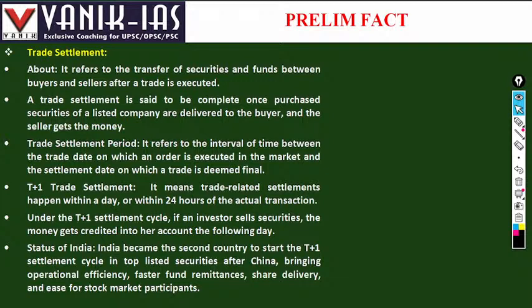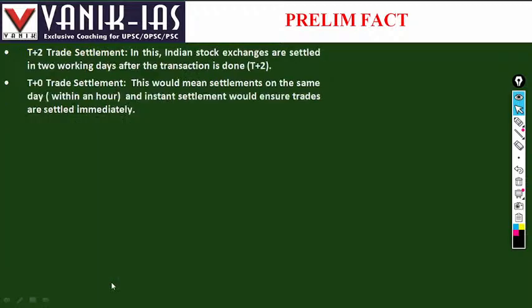Under the T+1 settlement cycle, if an investor sells security, the money gets credited into her account the following day. Status of India: India became the second country to start the T+1 settlement in the top listed securities after China, bringing operational efficiency, faster fund remittance, share delivery, and ease for stock market participants.